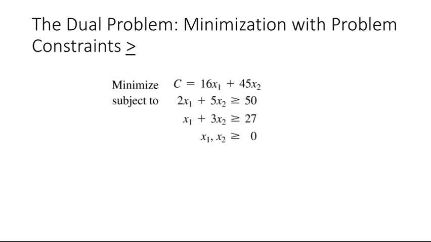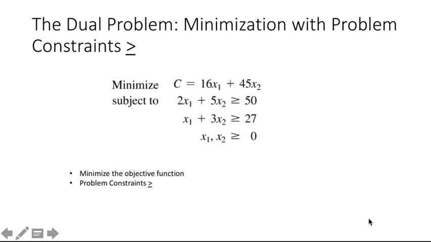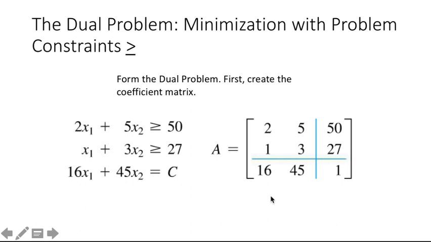Here we have a minimization problem. Our objective function is C equals 16x1 plus 45x2. We're being asked to minimize this objective function subject to the following constraints. You'll notice that we're asked to minimize the function, and the problem constraints are all in the greater than or equal to format. So what we do first is create the coefficient matrix from this system.